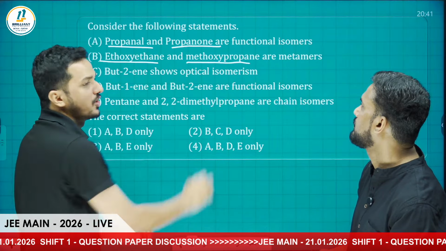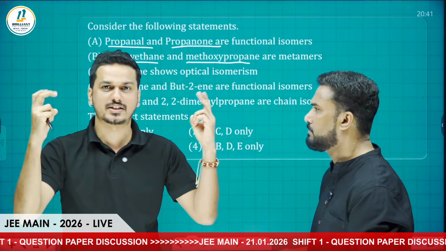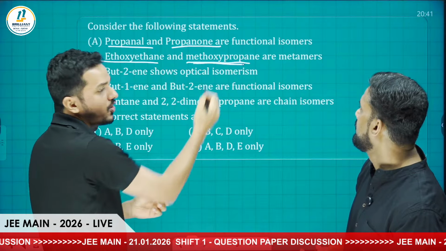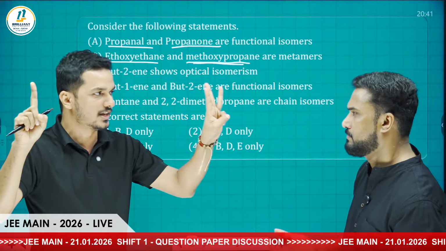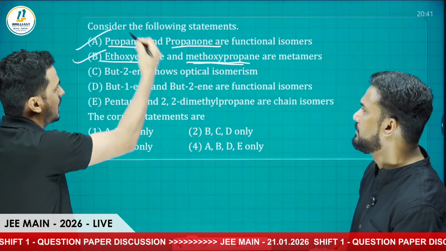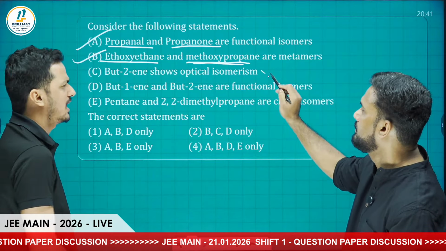Ethoxy ethane and methoxy propane. Here methoxy propane has 1 carbon and 3 carbon with oxygen, and ethoxy ethane has 2 and 2, so 1 plus 3 is 4. They are metamers, that's correct. Both are correct. Butane shows optical isomers? That's wrong.